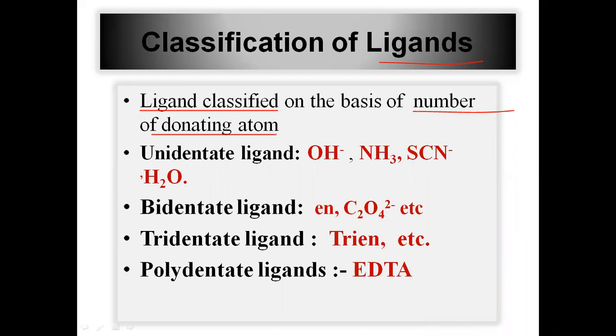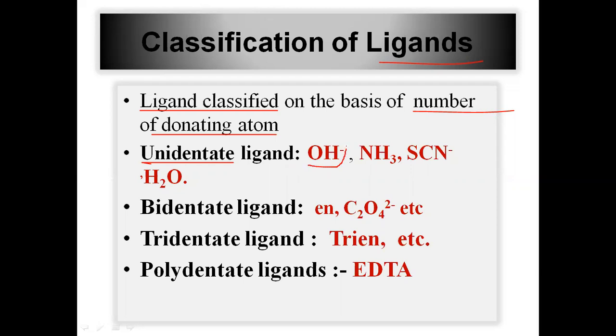First is unidentate ligand. Unidentate ligand means uni means one, dentate that is the donating site. Okay, so only one donating site in the ligand molecule, so such a ligand molecule is known as the unidentate ligand. And the example you can see here, unidentate means a single donating atom is there only, or a single donating site in the ligand that donates the electron to the central metal ion and attaches to it. So this is the class of unidentate ligand.